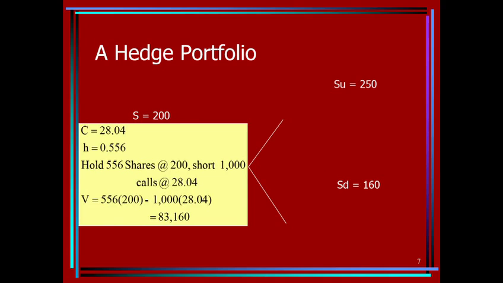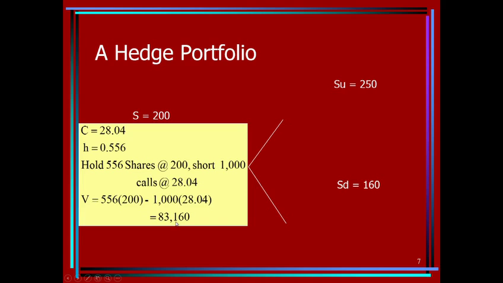So then we look at a hedge portfolio. We've calculated that the value of a call is 28 and the hedge ratio is 0.5. So if you were to short one call, you need to go long 0.5 shares. You times that by 1,000. So you short 1,000 calls, and you long 556 shares at 200. Short the call at 28. The value of your portfolio is 83,000.